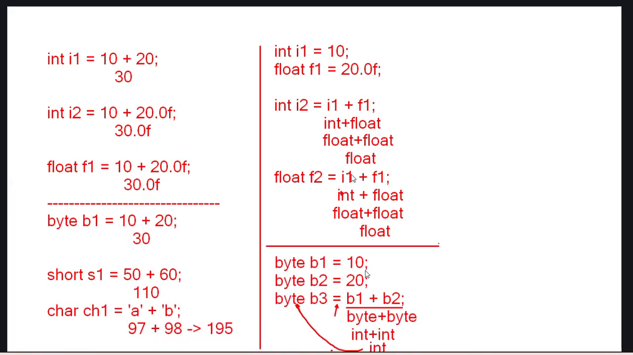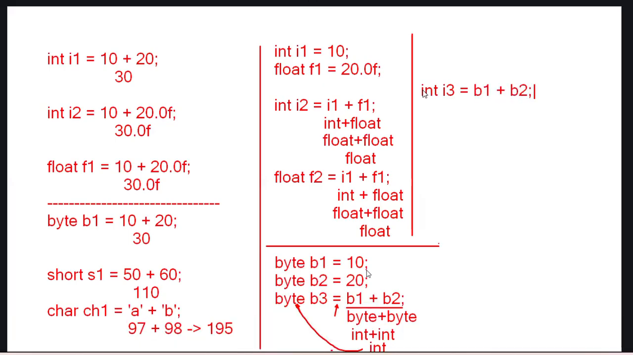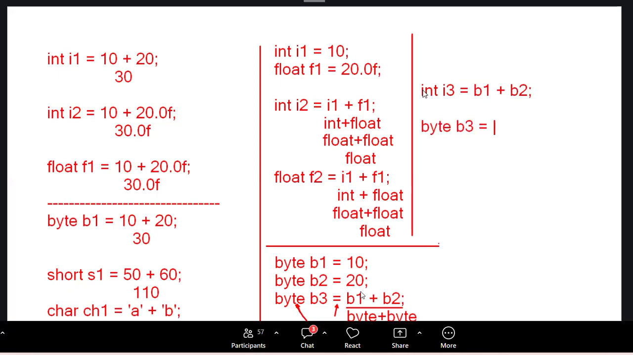Then tell me, can you solve this problem? I don't want to take int. Okay, how to solve this problem? If you write int i3 equal to b1 plus b2, no compile time error. But I don't want to use int. I want to use what? Byte. byte b3 equal to, I want to solve this error. What do I have to do?